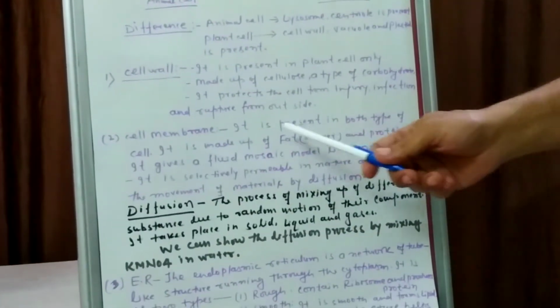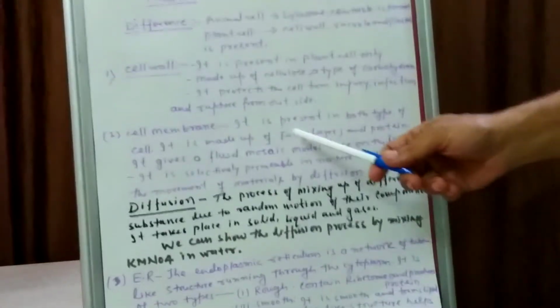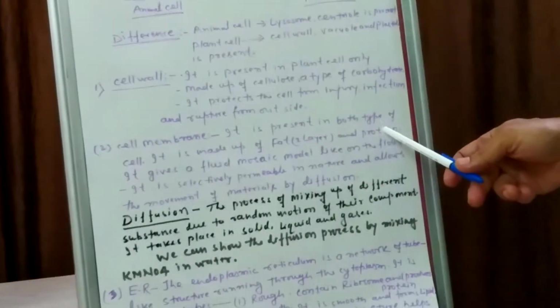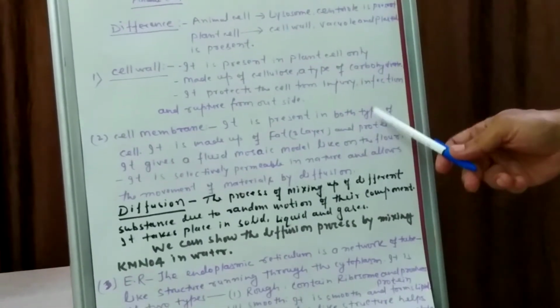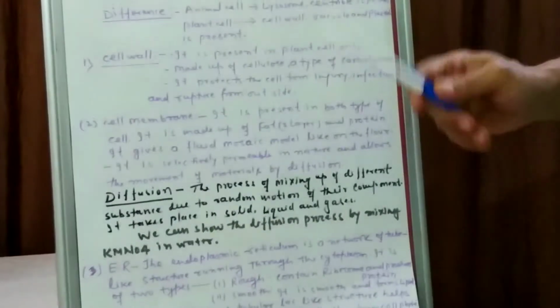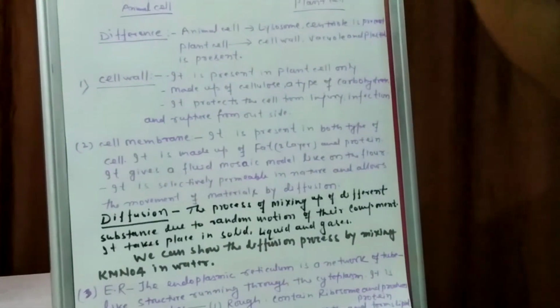It is present in both types of cells. It is made up of fat and protein. It means two layers of fat and one layer of protein, and it gives the fluid mosaic model of the cell membrane, like the surface. Here the protein is sandwiched between the two layers of the fats.